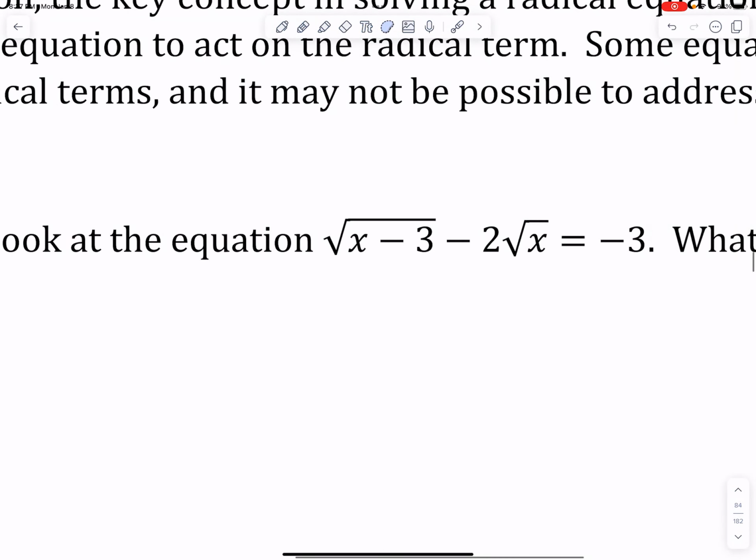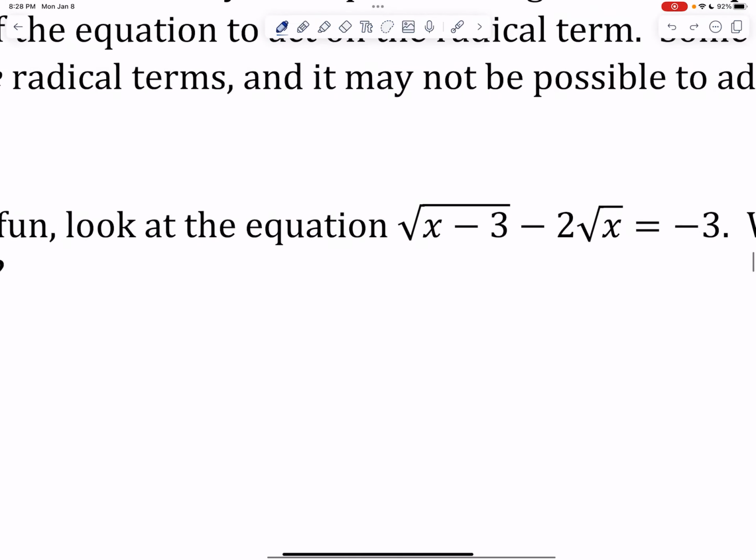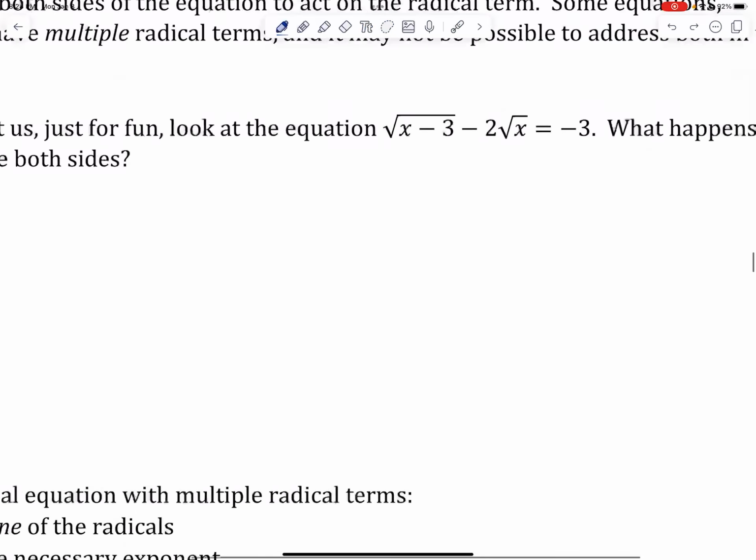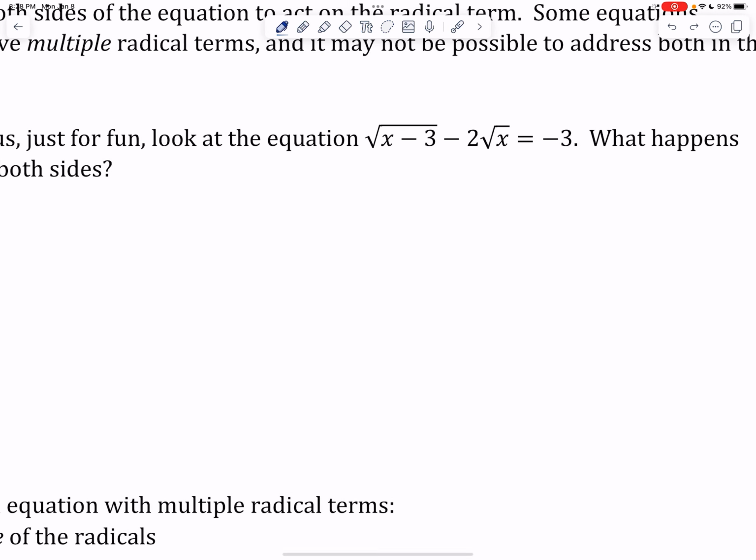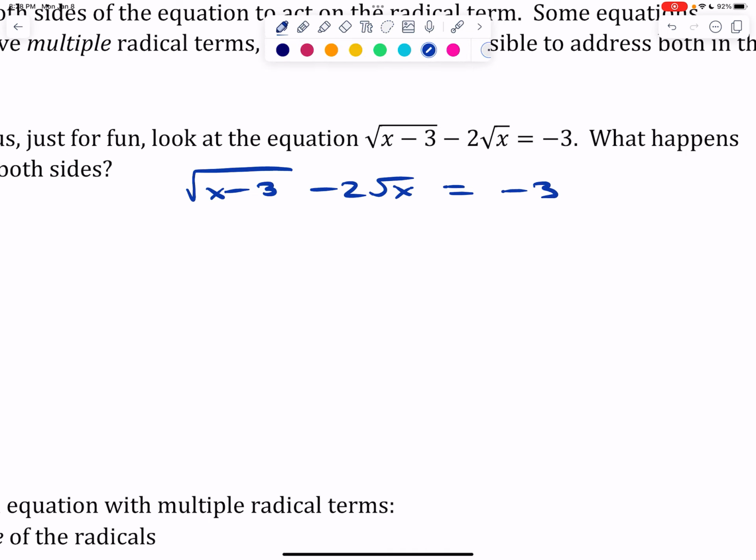In a case like this, we've got all our radicals on one side of the equation here. Isn't that kind of nice? And we could try squaring both sides. Just for funsies, let's do that. Let's see what happens. So on one side, we've got the root of x minus 3, and we're subtracting 2 root x. On the other side, we've got negative 3. And again, I'm just going to try squaring both sides. See what happens.